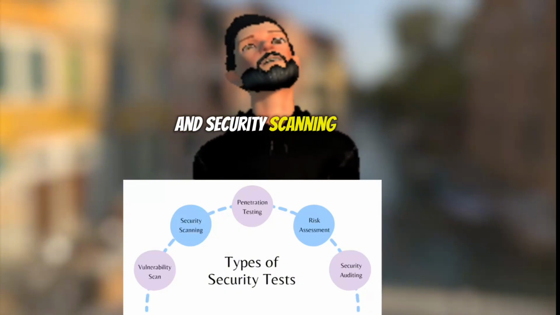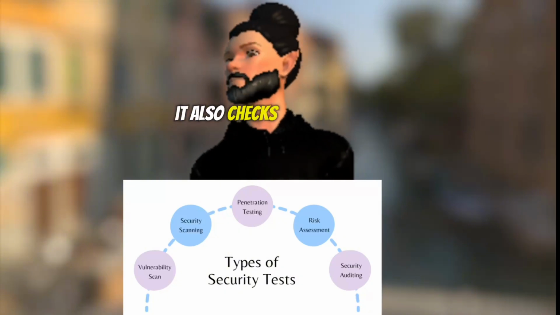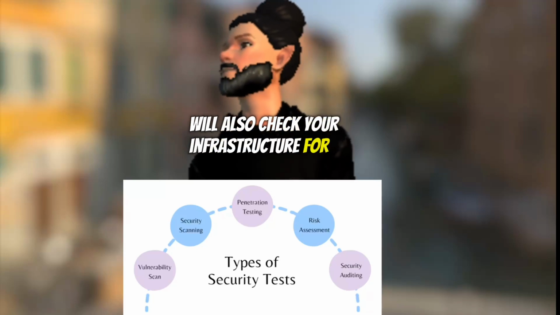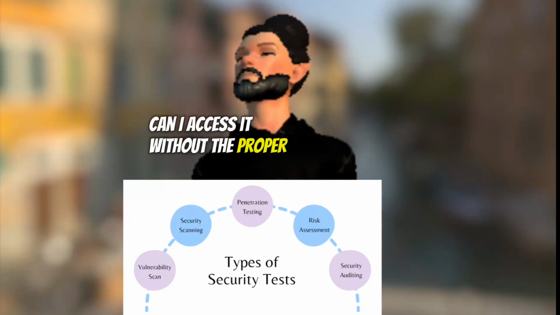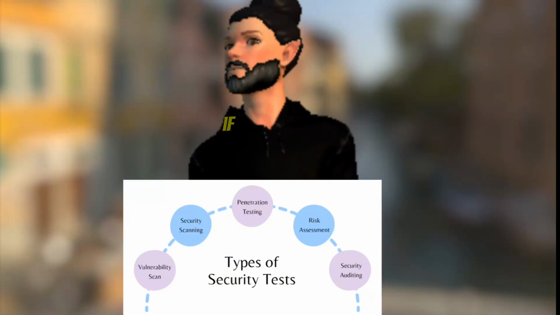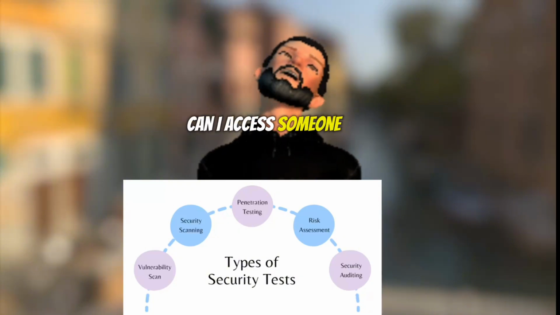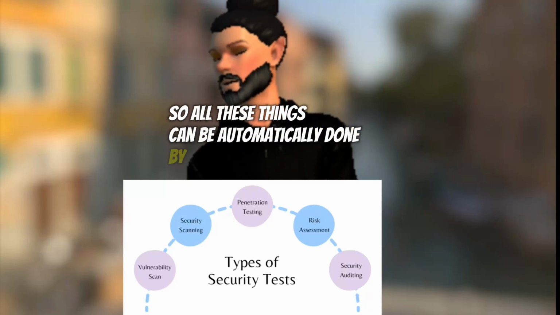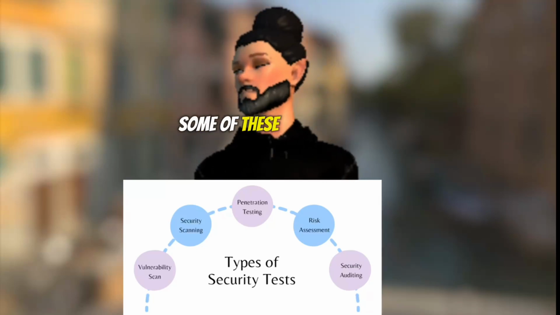Security scanning, in a way, also checks your infrastructure. Some of the security scanning tools will check: can I access this without proper permissions? Can I access this file location or server without proper access? If I log into one place, can I access someone else's data? All these things can be done automatically by some of these scanning tools.